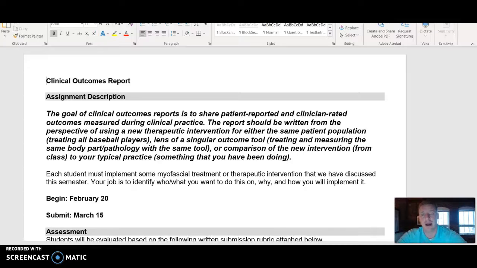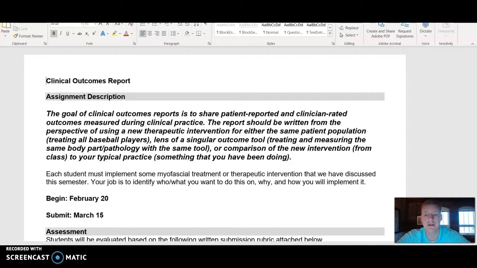So either doing IASTM or cupping, or looking at something that we've done such as telemedicine, ergonomic assessments. You could do patient-centered care and goal setting. You could do any of the manual therapy for lumbar and SI that we discussed. It's got to be something that we've talked about in class up to this point.